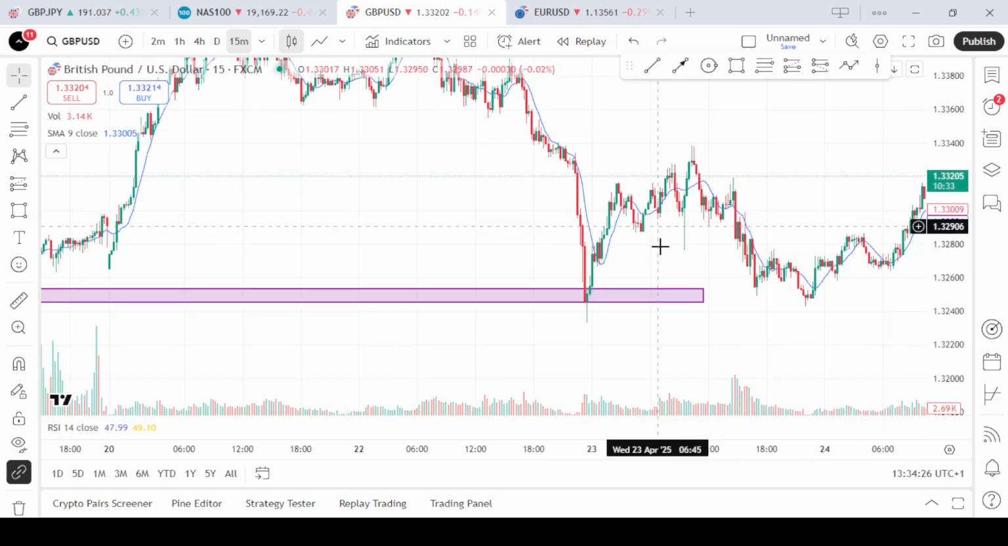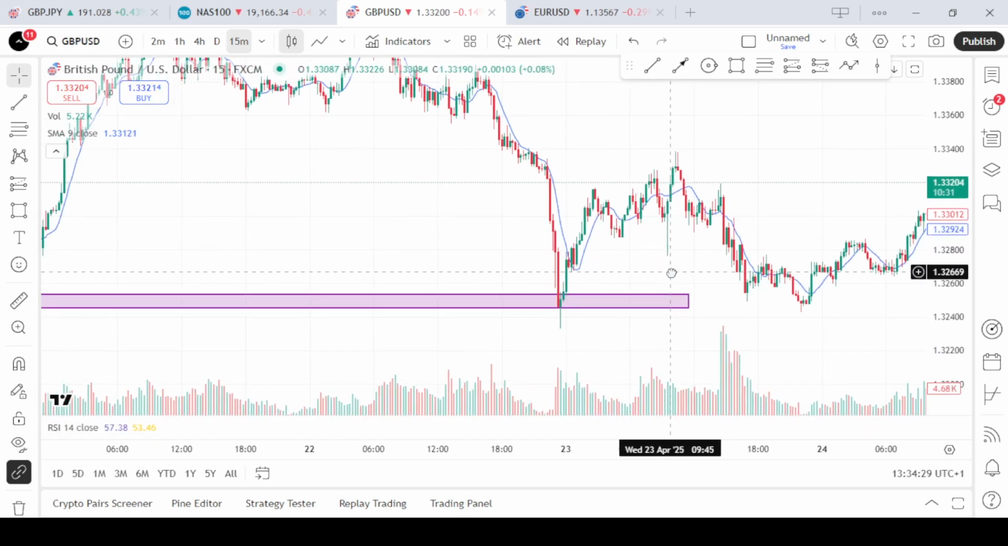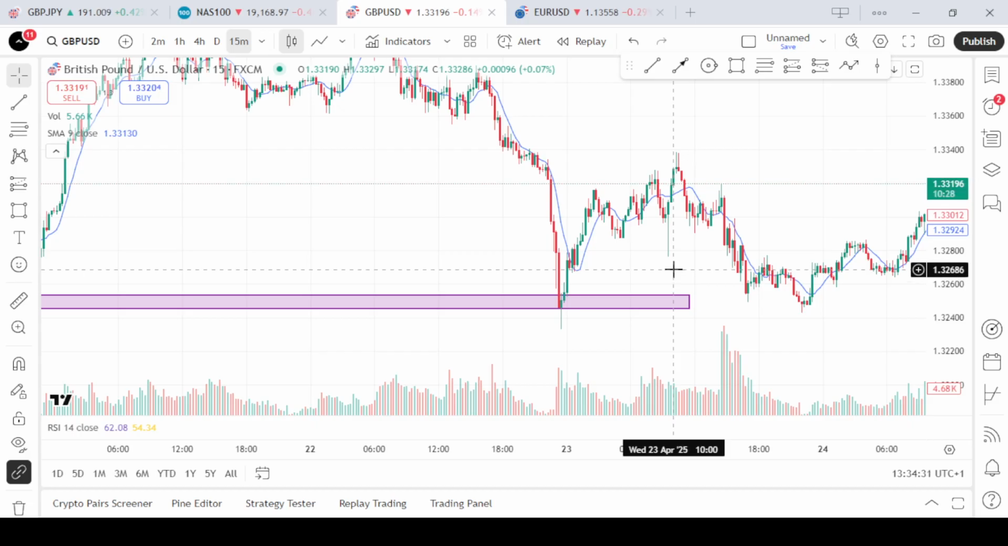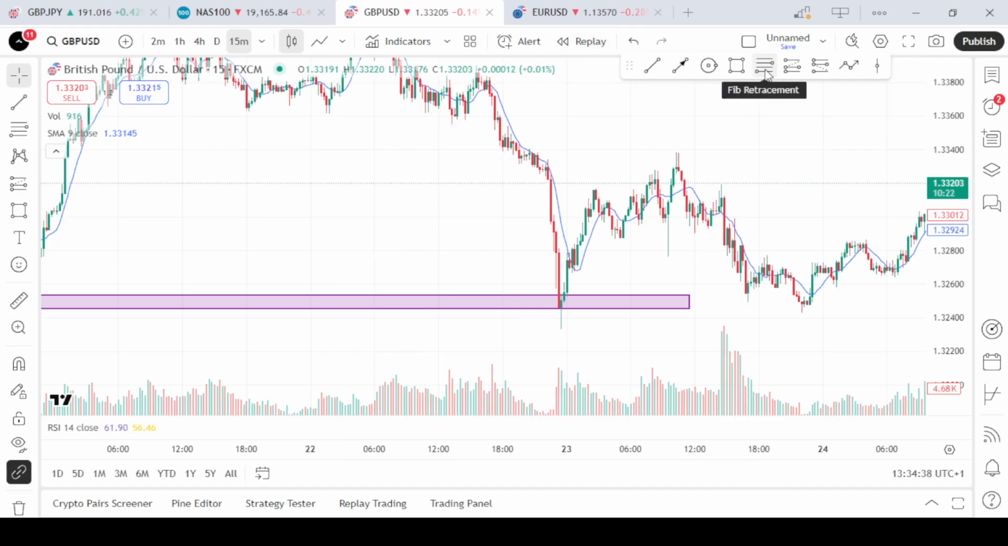Now the third step is to use stop loss orders strategically. You have to always set your stop loss below the previous swing high or swing low. This helps you to avoid being stopped out quickly.